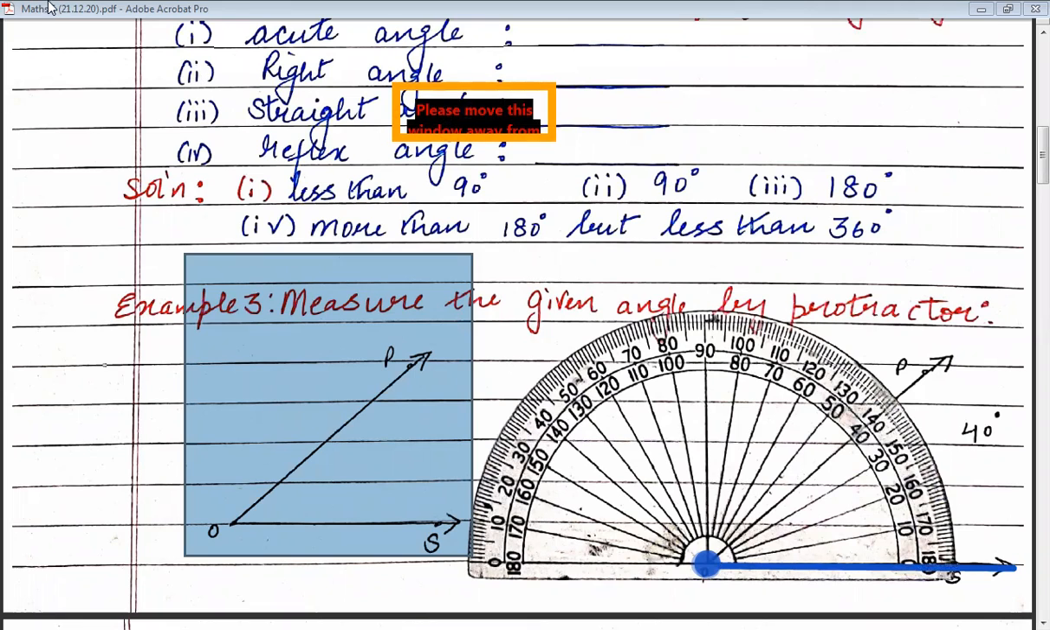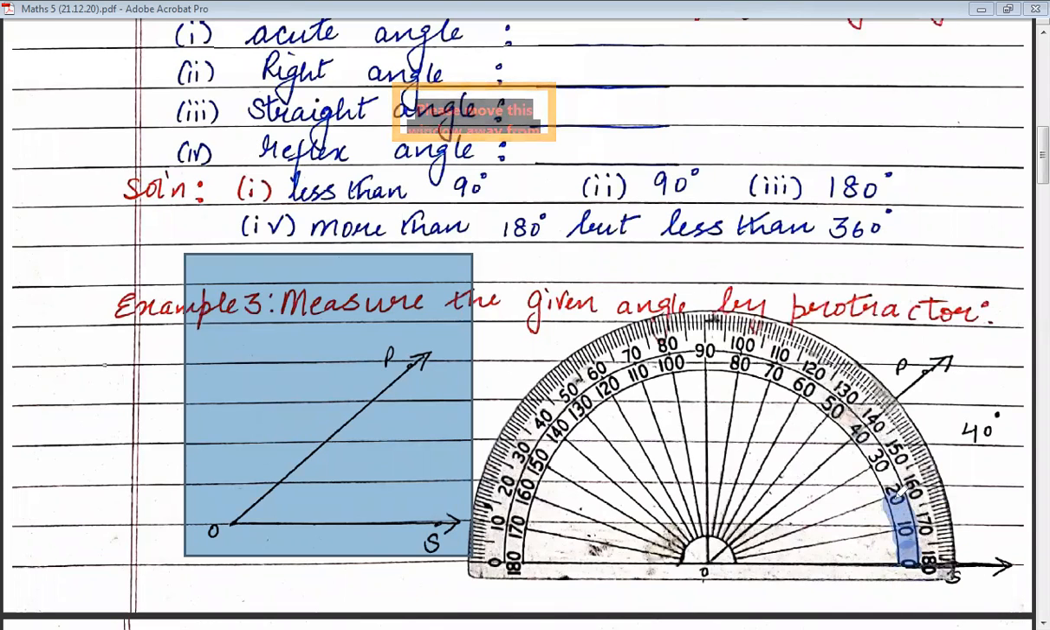Okay, so now children, you know that you have to keep the center of the protractor at the common endpoint, that is at O. Okay, and your baseline should be adjusted so that it falls on the line OS. Is it clear, children? The center of the protractor should be at point O, and you have to adjust your protractor so that your baseline falls on OS. Is it clear?